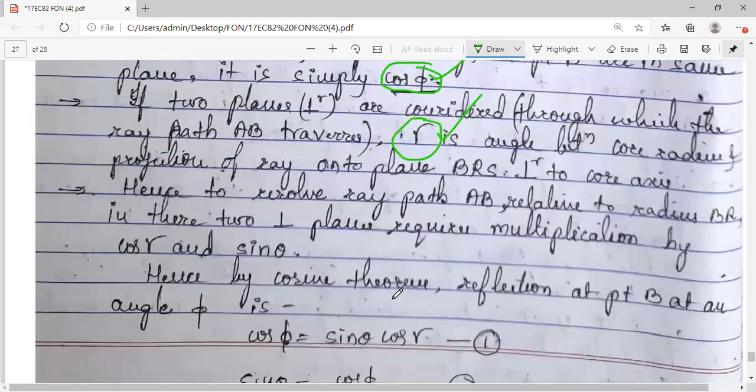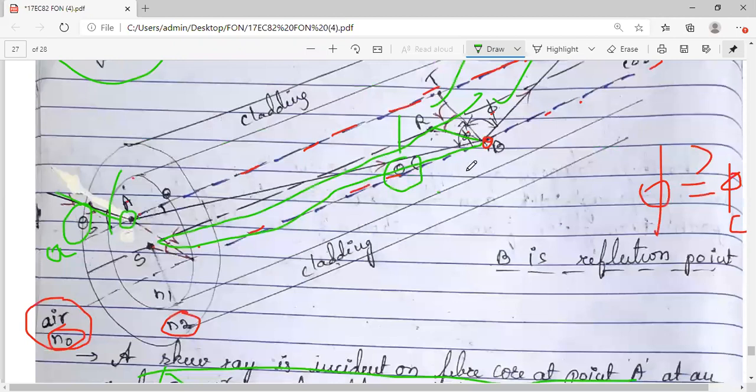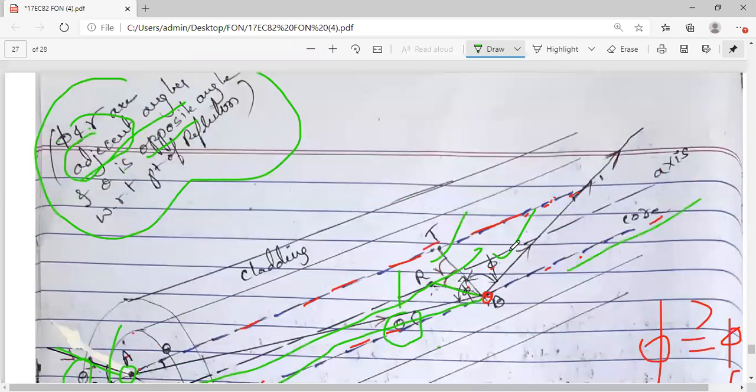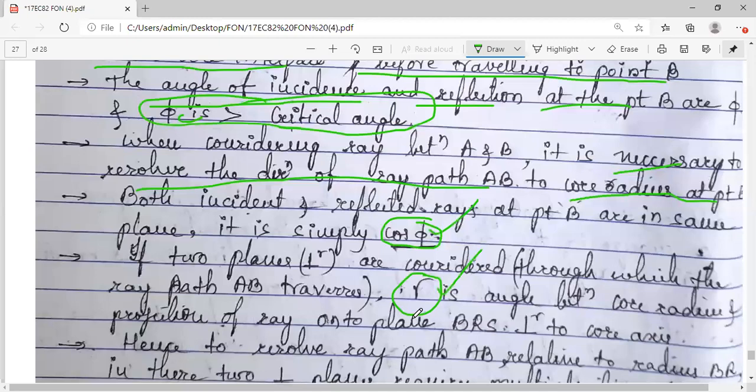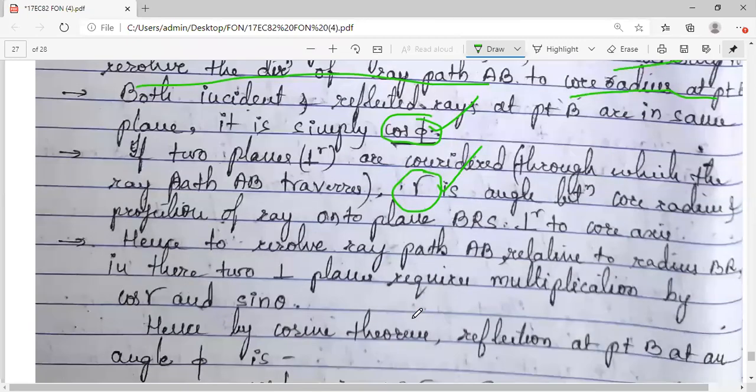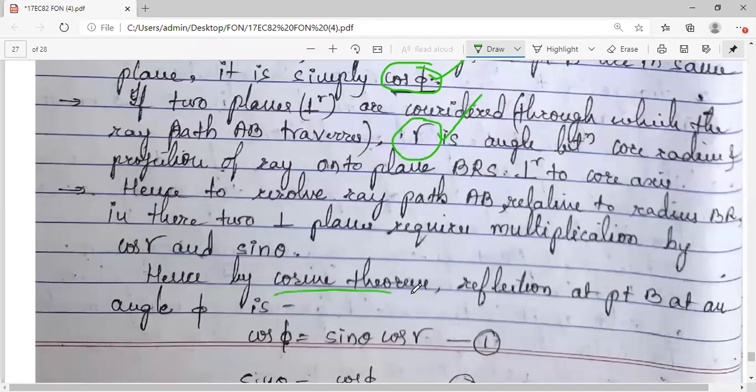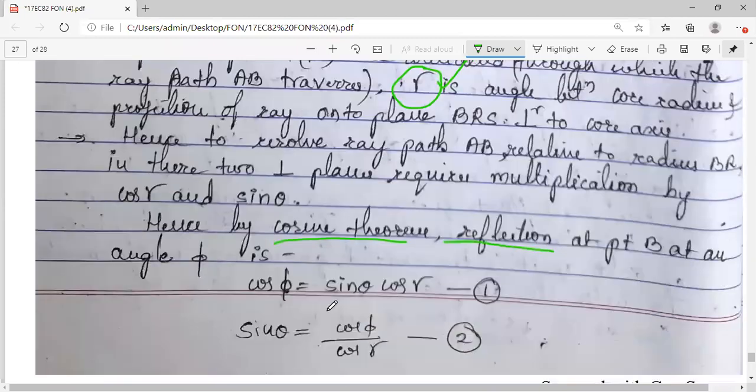Because of this, when we make use of two planes, one is this plane and the other one is this plane. When we are talking about two different planes, these three angles are related by means of the cosine theorem. What the cosine theorem says, according to the cosine theorem, cos phi is equal to sine theta into cos gamma. This is the cosine theorem applied.